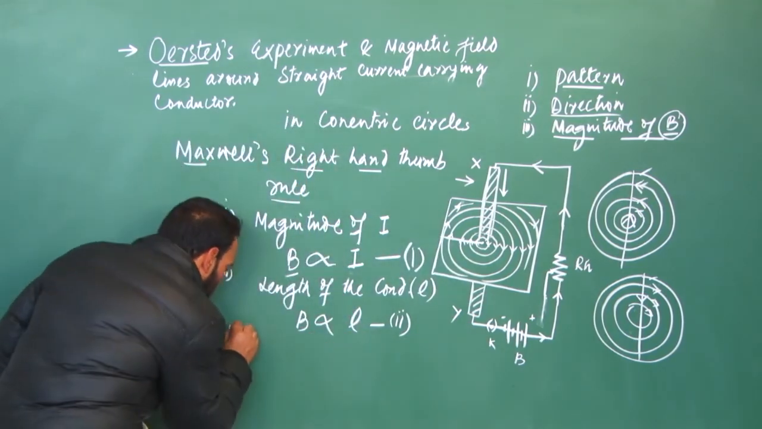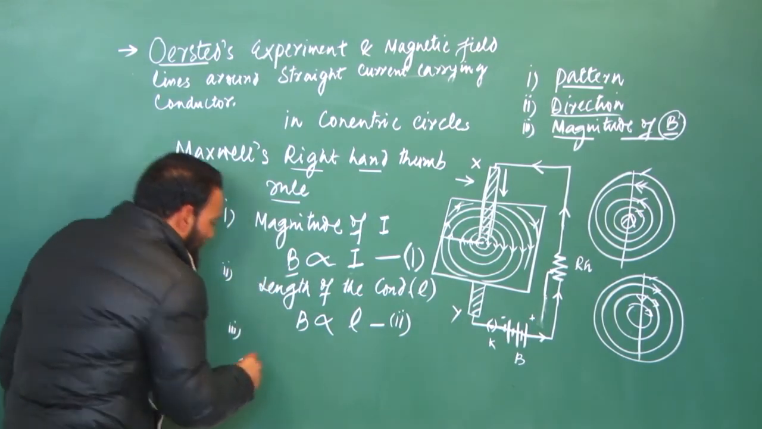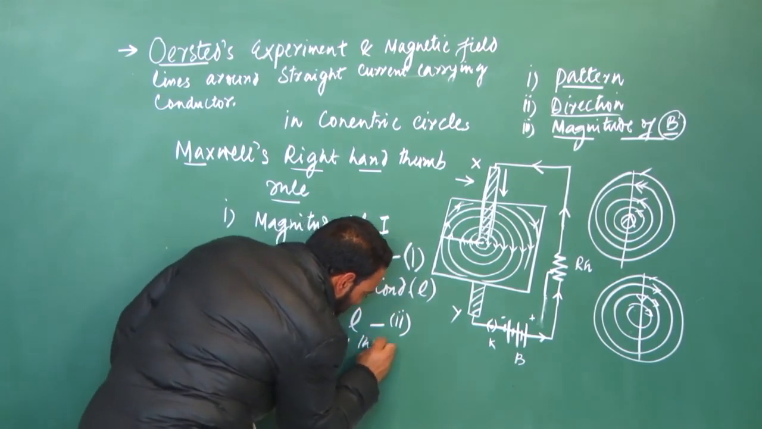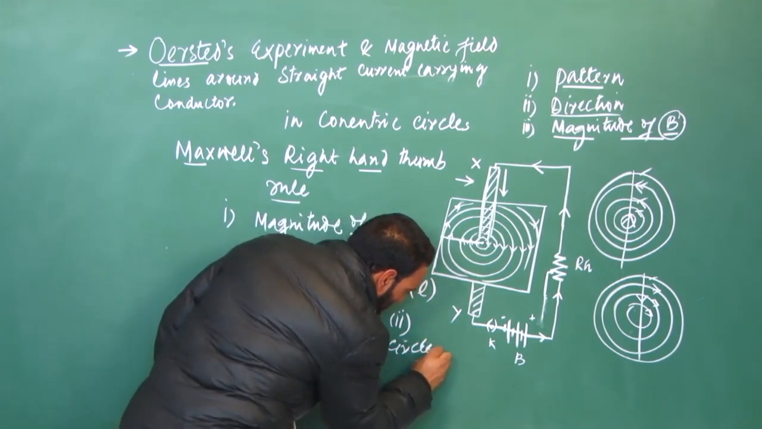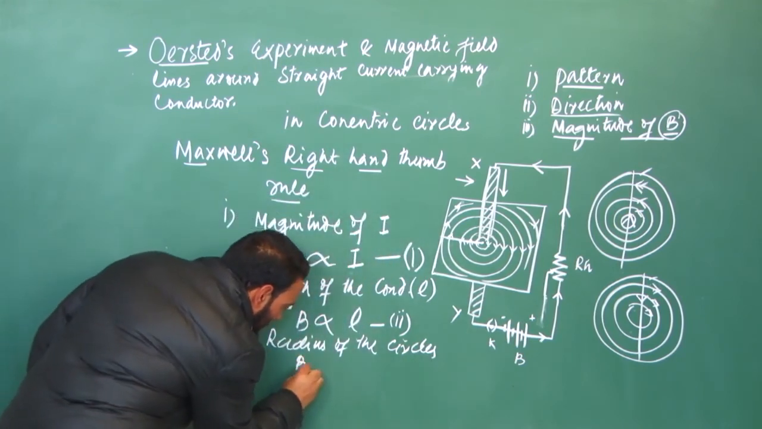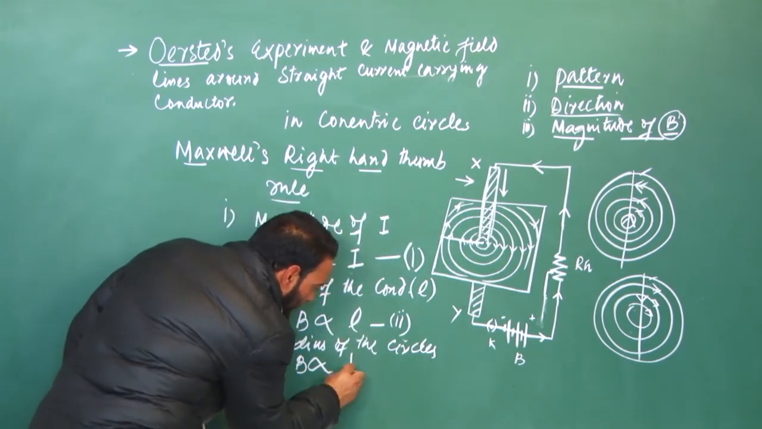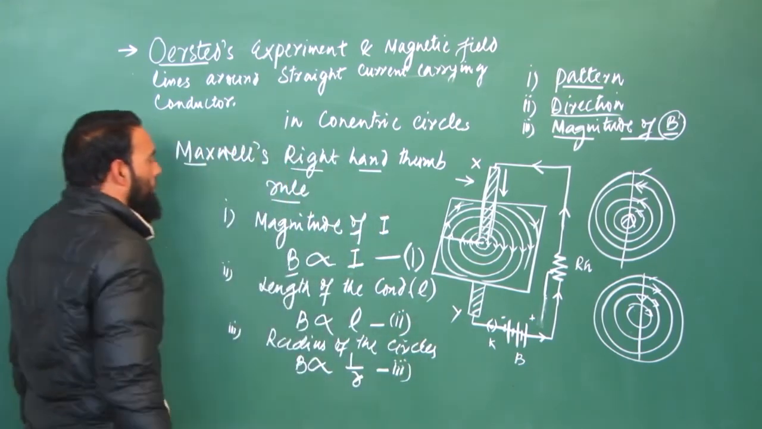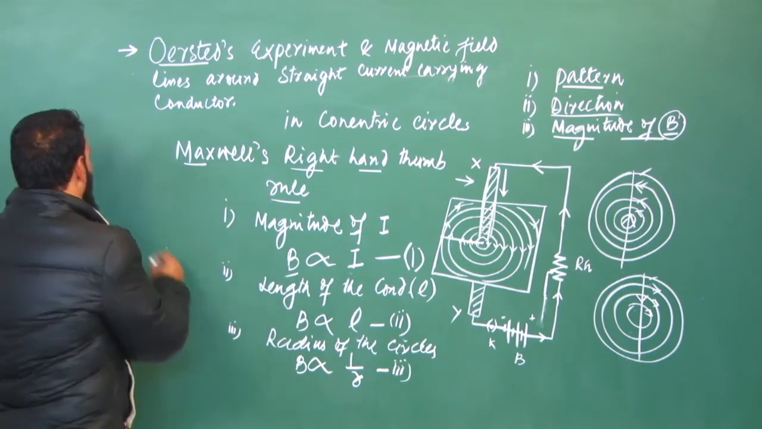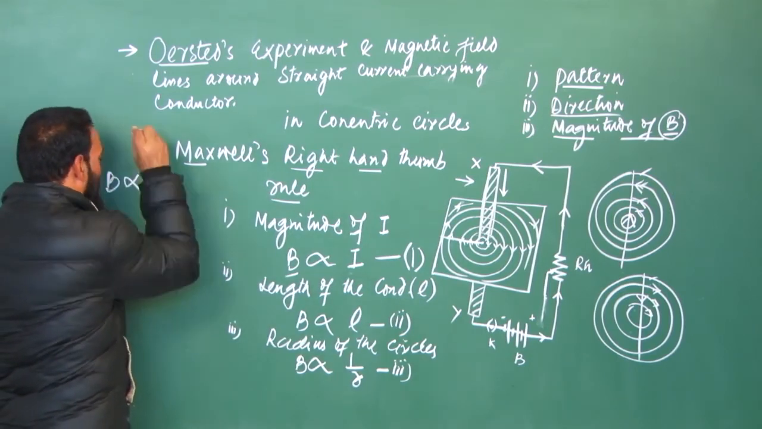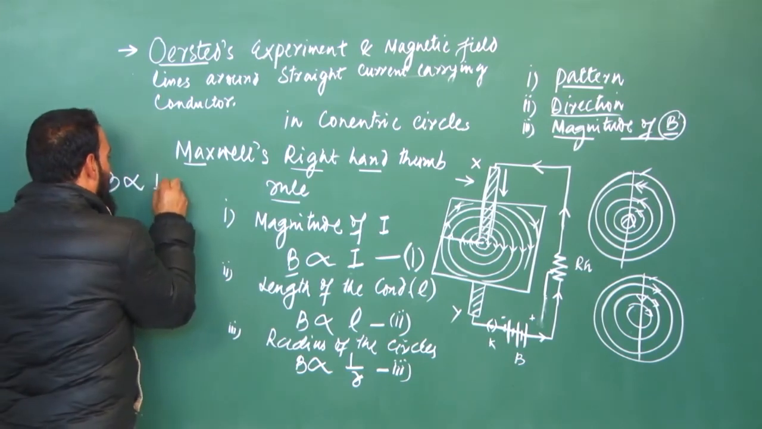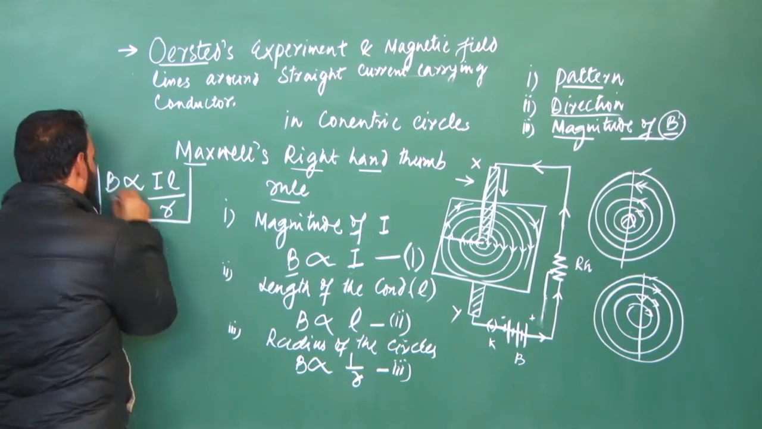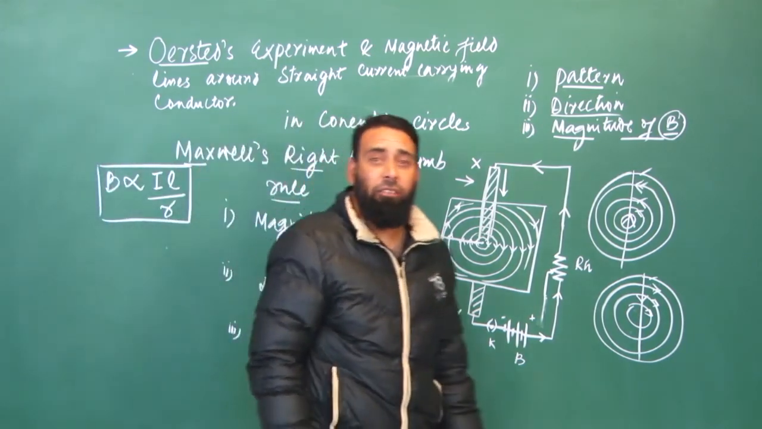So we can say the third important factor is the radius of these circles, and they are inversely proportional. So B is proportional to 1 divided by R. Now combine these three equations. If we combine them, we will find that the magnetic field strength B is directly proportional to I L divided by R. This is the total magnetic field strength around a straight current carrying conductor.